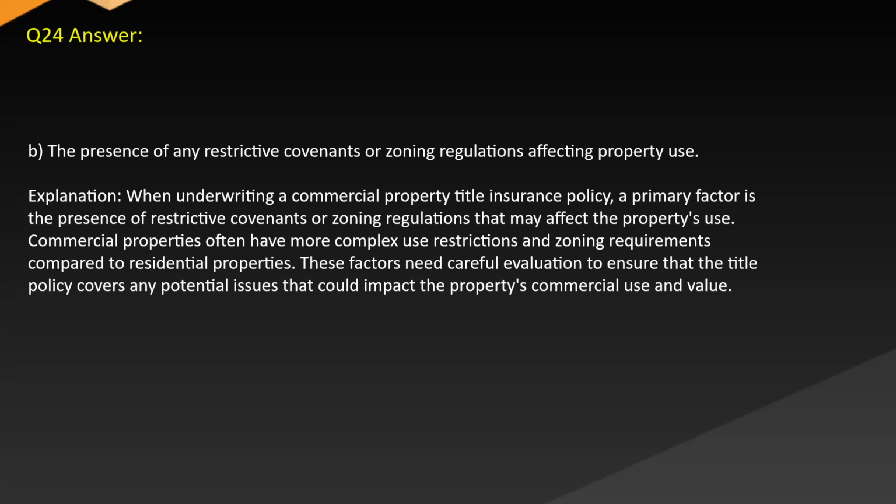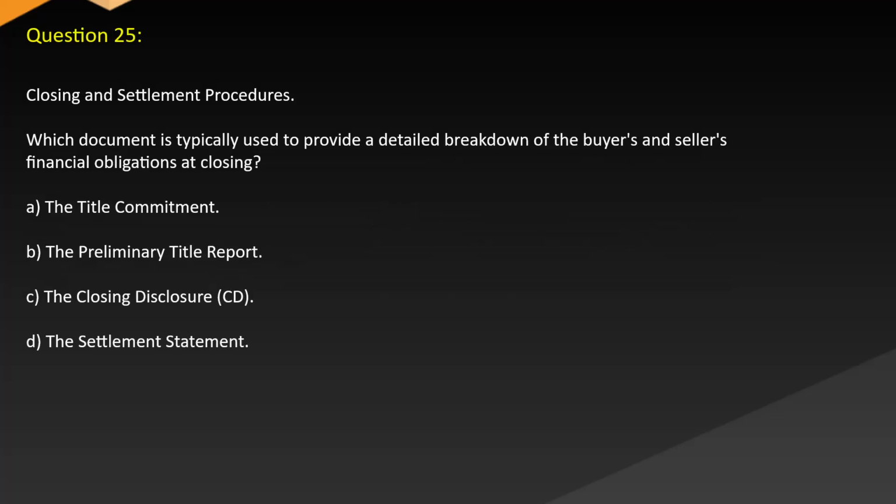Answer: B. The presence of any restrictive covenants or zoning regulations affecting property use. Explanation: When underwriting a commercial property title insurance policy, a primary factor is the presence of restrictive covenants or zoning regulations that may affect the property's use. Commercial properties often have more complex use restrictions and zoning requirements compared to residential properties. These factors need careful evaluation to ensure that the title policy covers any potential issues that could impact the property's commercial use and value.